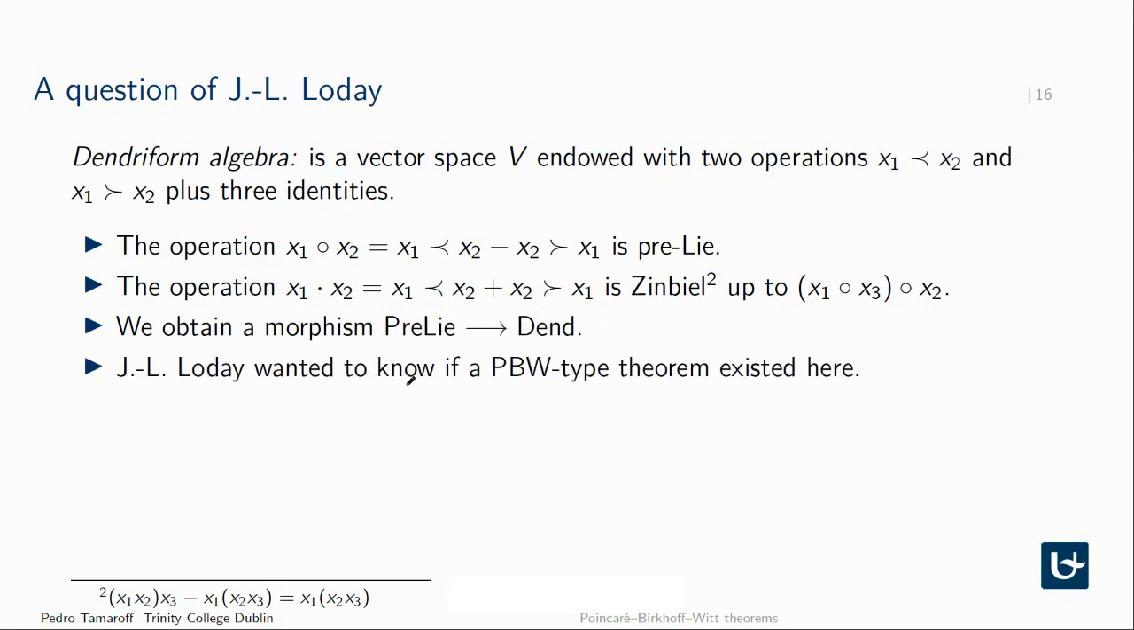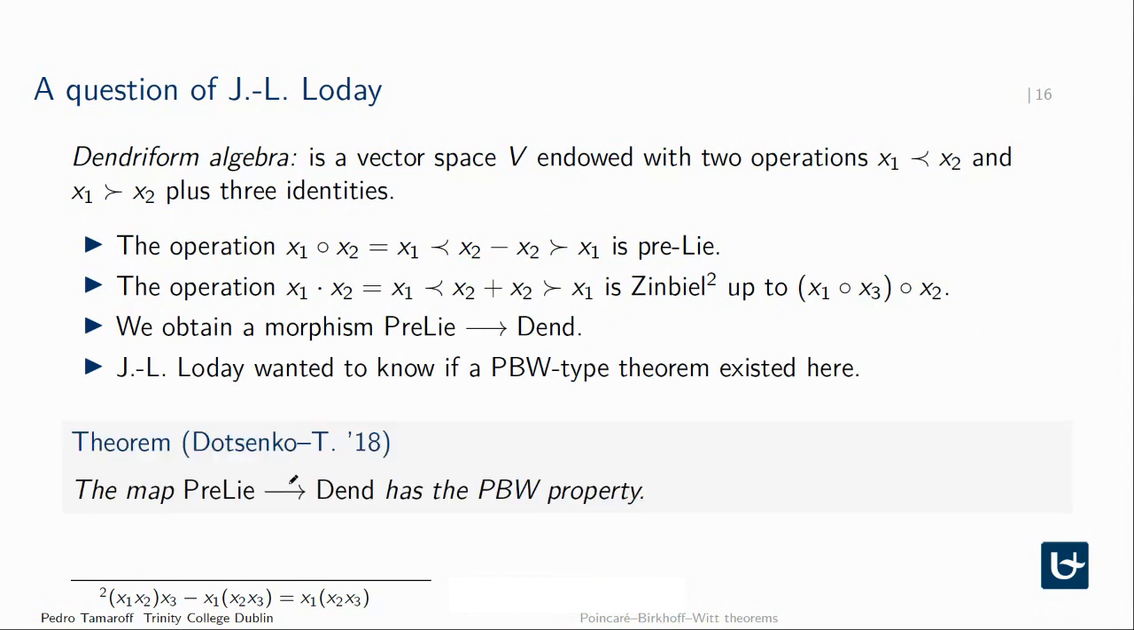And Jean-Louis Loday wanted to know if the universal envelopes of pre-Lie algebras that give dendriform algebras are nice in some way. And the reason why one may want that to be true is because one can study the homology of dendriform algebras using universal envelopes. So it would be nice if one had a PBW theorem. And we managed to show that the answer to that is yes, there is a PBW theorem.